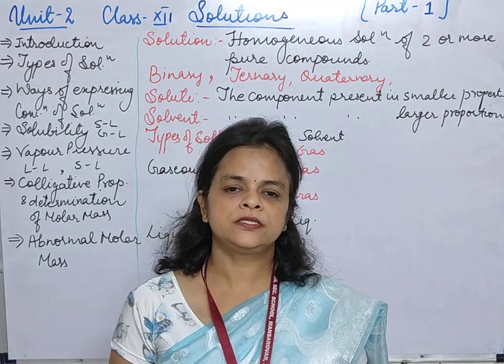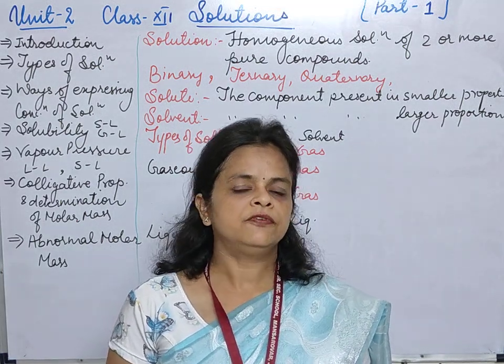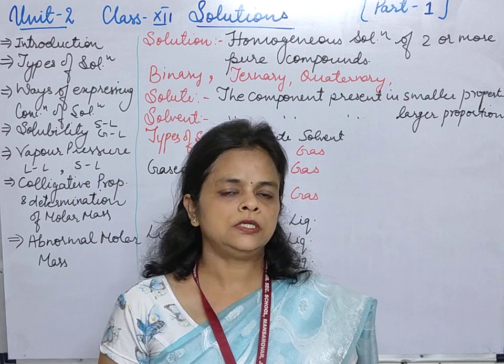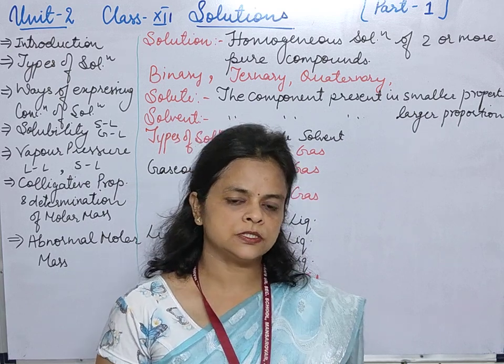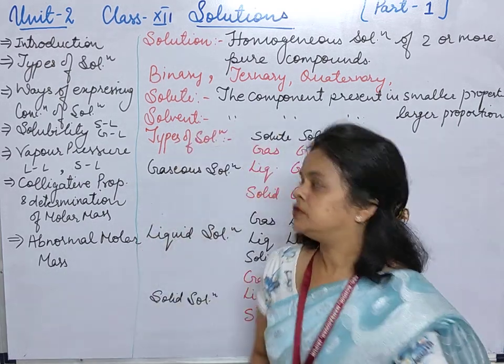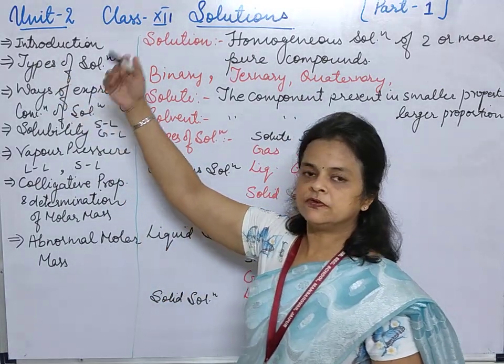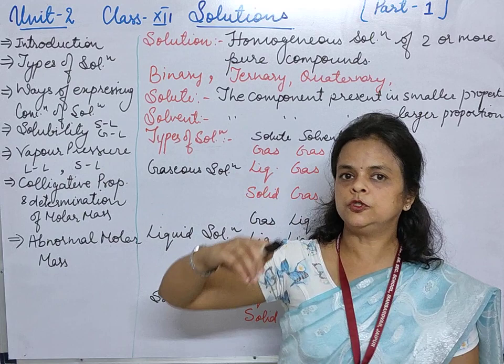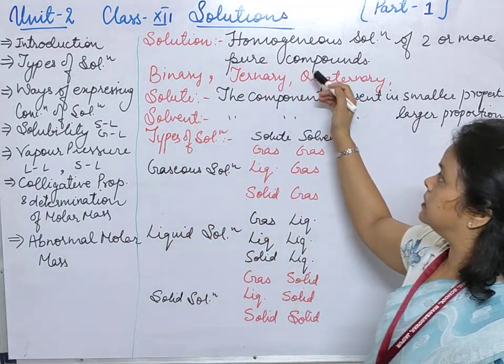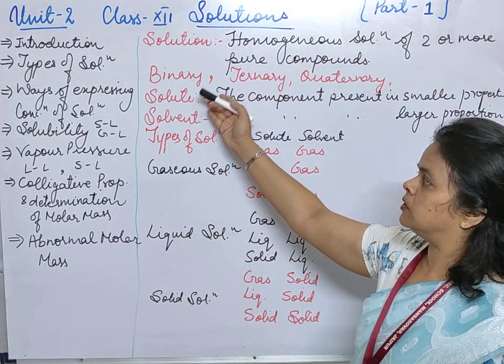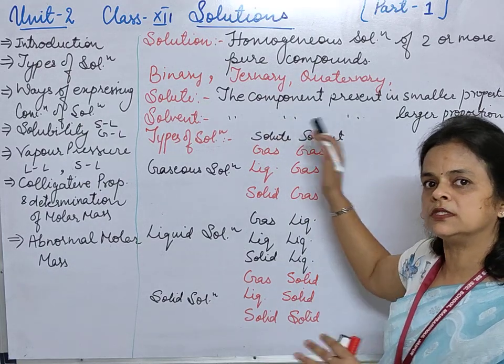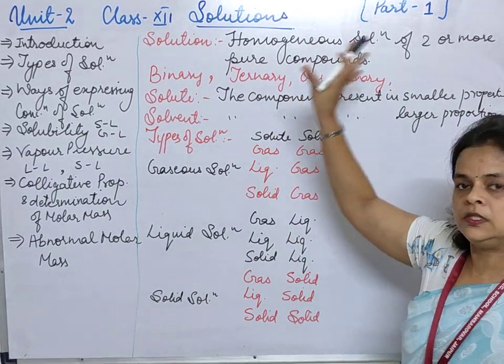Good morning, students. Let's start with the first chapter of our physical chemistry, that is Unit 2 Solutions. First, let's see the points which we are going to discuss in the chapter. Introduction. First, we will see the various terms: solution, then binary, ternary, quaternary, solute, solvent, dilute solution, concentrated solution. All these we are going to discuss.